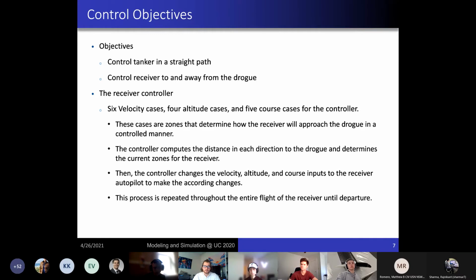So our main objectives for control was just to keep the tanker going in a straight path smoothly and have the receiver get those states from the tanker and the drogue and track to it with our 6 velocity cases, 4 altitude cases, and 5 course cases that tell the receiver to speed up or slow down in a given direction based on its position relative to the drogue.